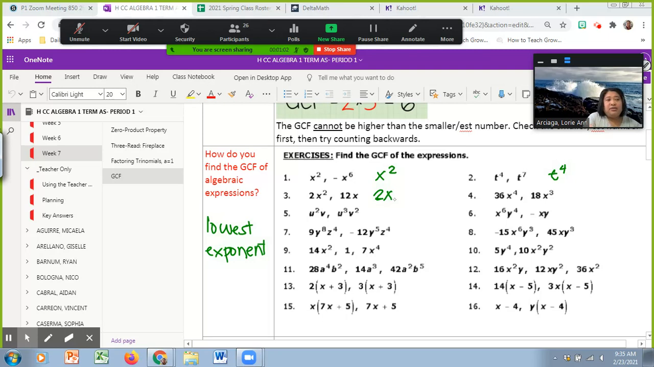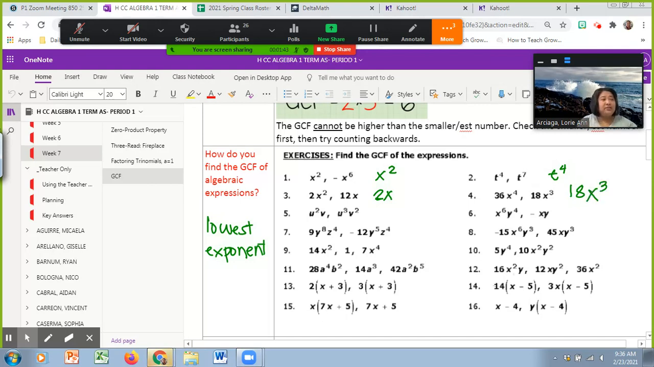Okay, can you try number 4? What's the GCF of 36 and 18? Even if you're not sure, type in the chat pod. 18. Okay, that's actually correct because 18 times 2 is 36. And then get the lower power of the variable. What's the lower power? The lower power is 3. Perfect. Very good. All right, so 18x to the third power.